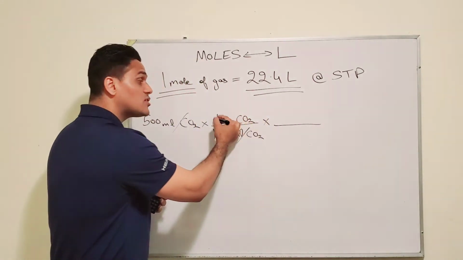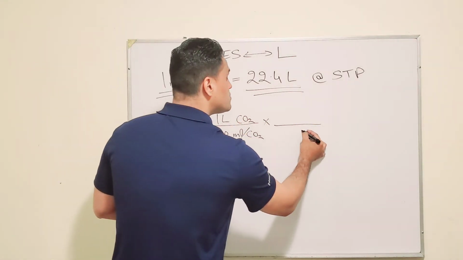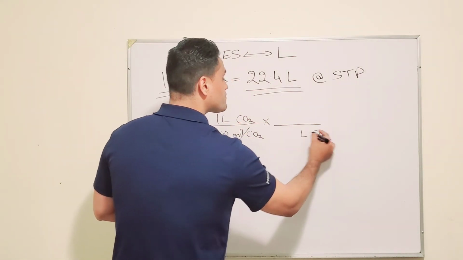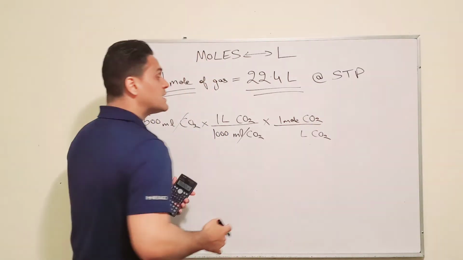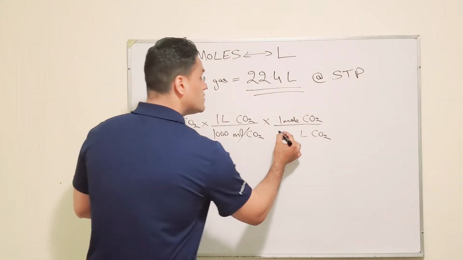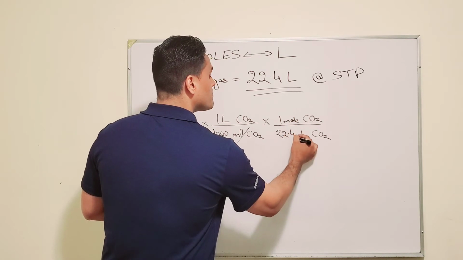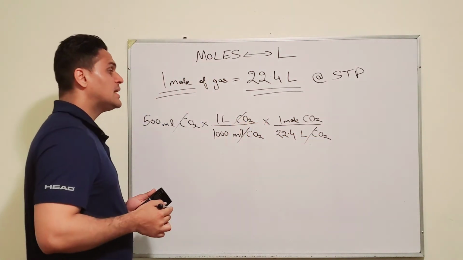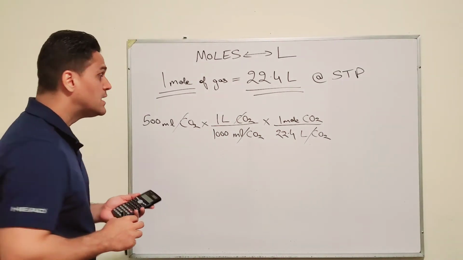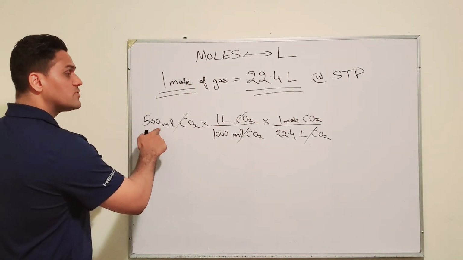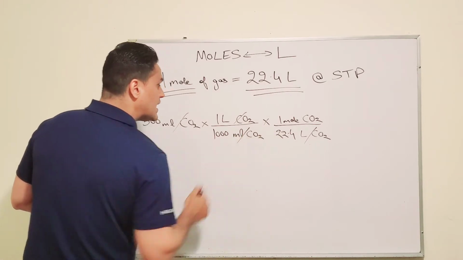What's your unit at the top? Well, that's liters. You need to put liters at the bottom now. And 1 mole of CO2 gives you 22.4 liters. Now your liters cancels, and your leftover unit is moles, which is what our answer is going to be in. So now we're going to do 500 divided by 1000 and 22.4.